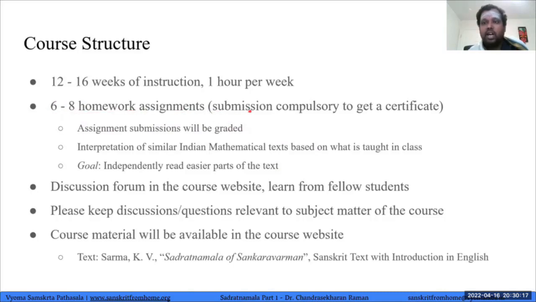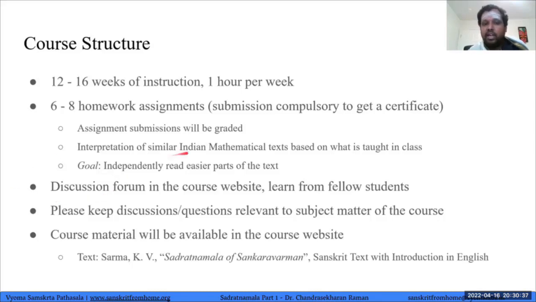Submission is compulsory if you want to get a certificate. If you don't want a certificate, it's okay, you don't have to submit. The assignments will be graded, and there will not be a final exam. It will only be based on assignments, because in a mathematics class, I don't want to give a final exam and just test you on these things. I want you to go and explore, like I want to learn along with you.